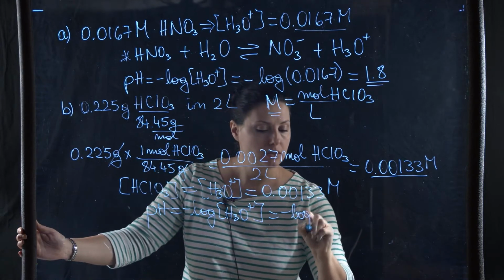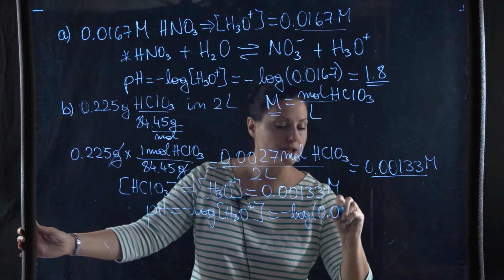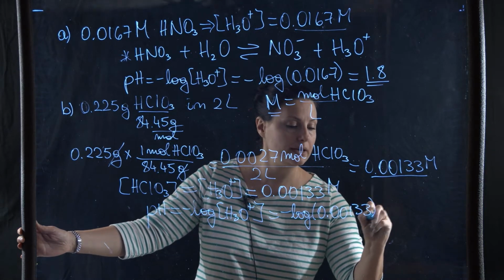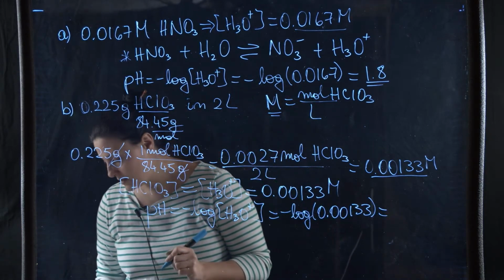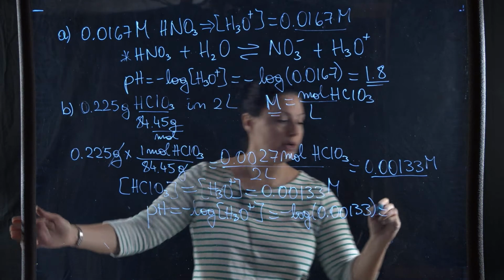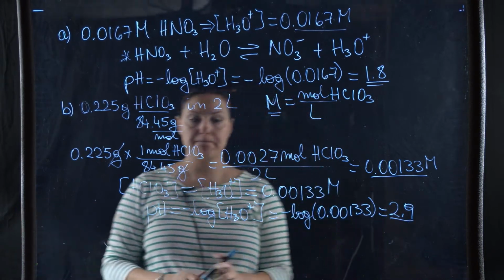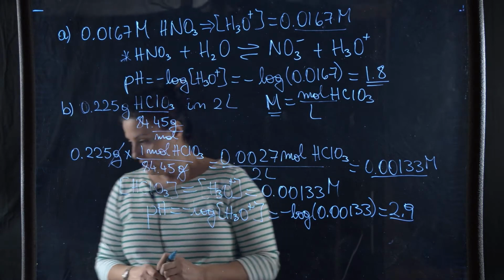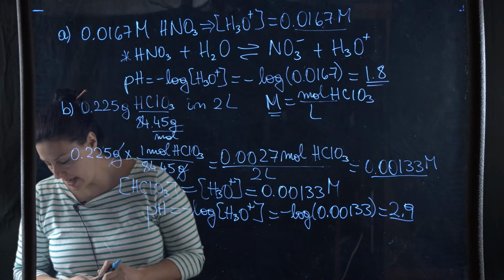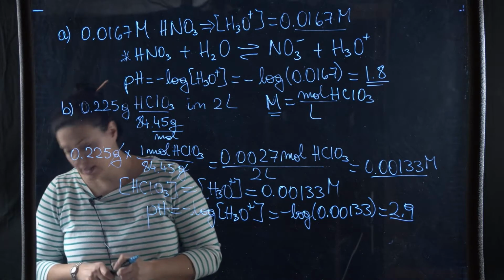Now I can figure out the pH by taking the minus log of the H3O plus concentration, minus log of 0.00133, and that gives me 2.9, a pH of 2.9. Okay, let's look at C.